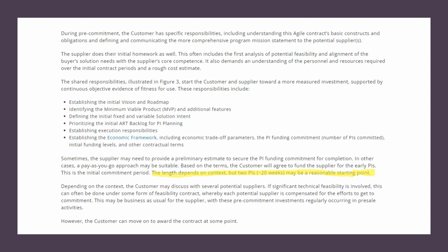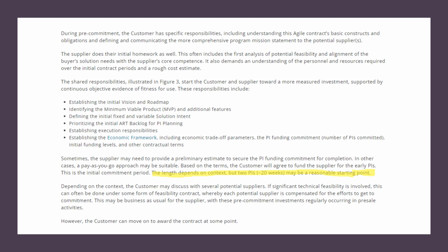estimate. The shared responsibilities include establishing initial vision and roadmap, identifying the MVP and additional features, defining initial fixed and variable solution intent, prioritizing the initial ART backlog for PI planning, establishing the execution responsibilities, establishing the economic framework, including economic trade-off parameters, PI funding commitment, initial funding levels, and other contractual terms. Sometimes the supplier may need to provide a preliminary estimate to secure PI funding commitment for completion. In other cases, a pay-as-you-go approach may be suitable.